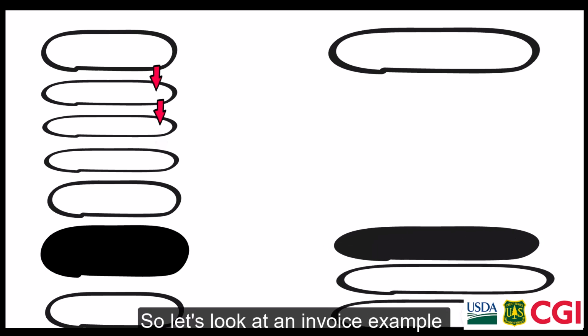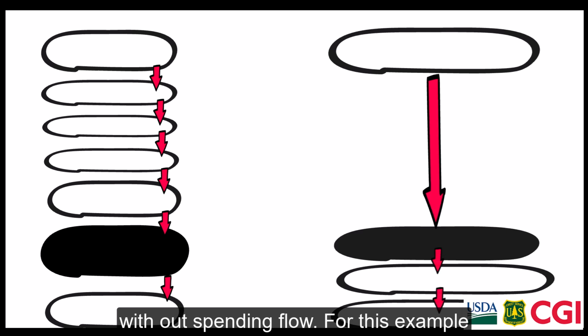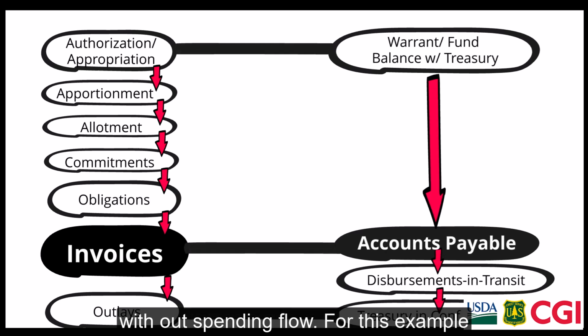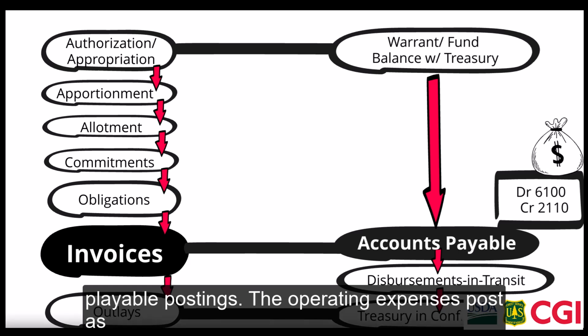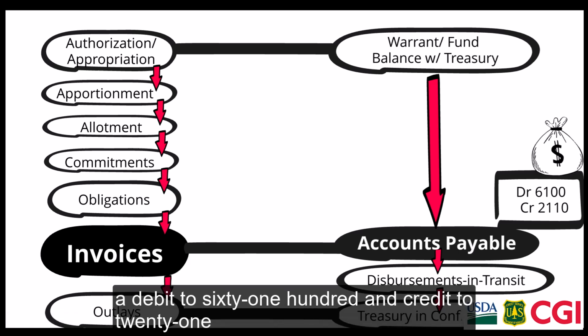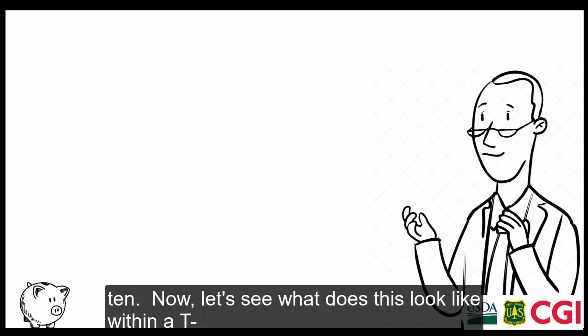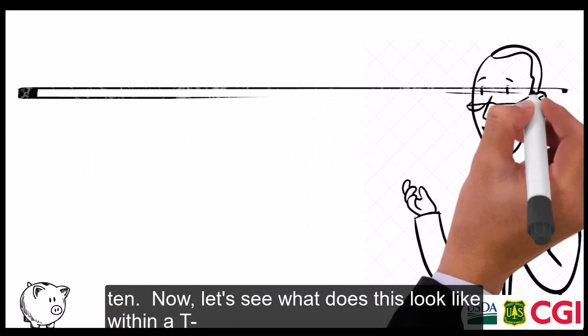So let's look at an invoice example within our spending flow. For this example, we will focus on the operating expenses and the accounts payable postings. The operating expenses post as a debit to $6,100 and a credit to $2,110. Now let's see, what does this look like within a T account?